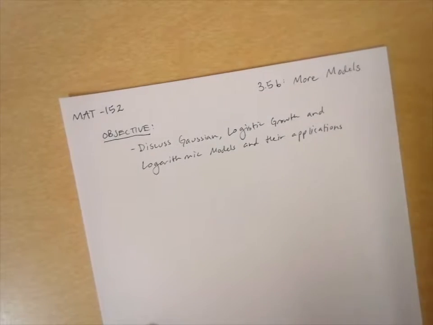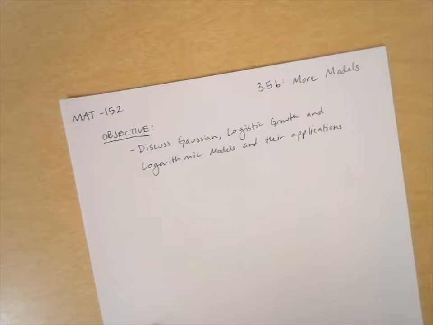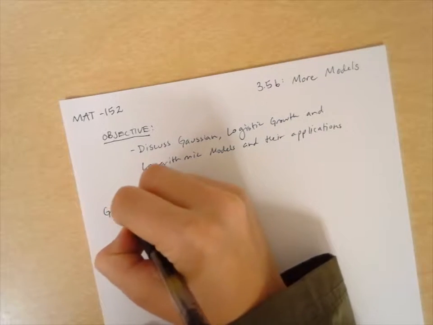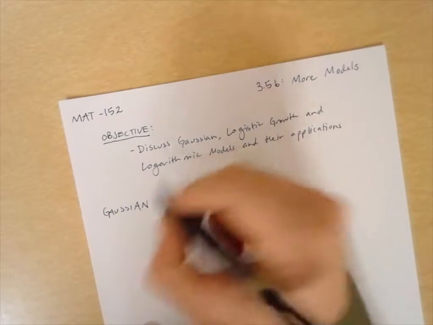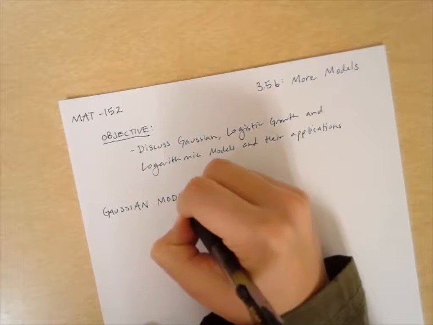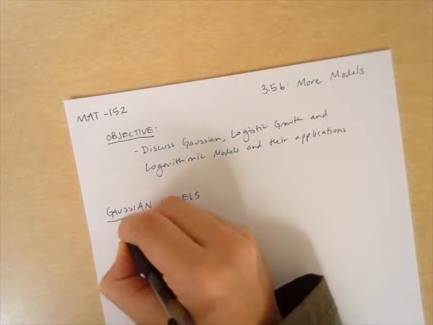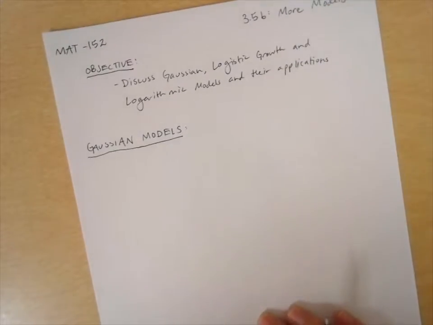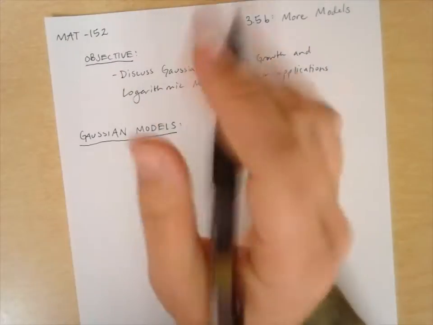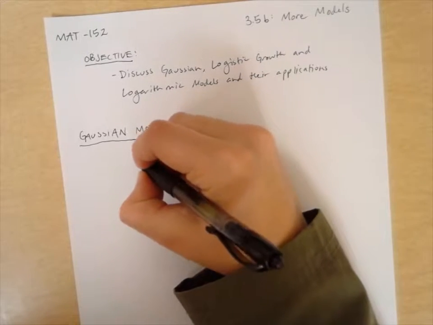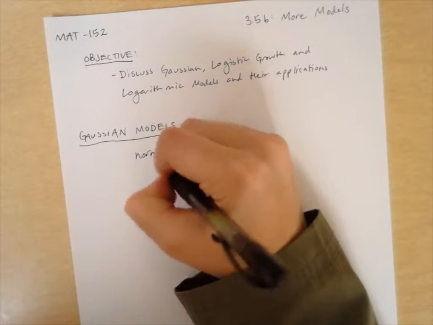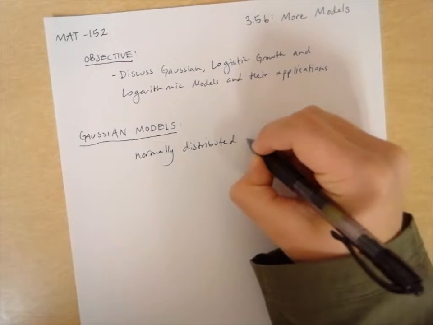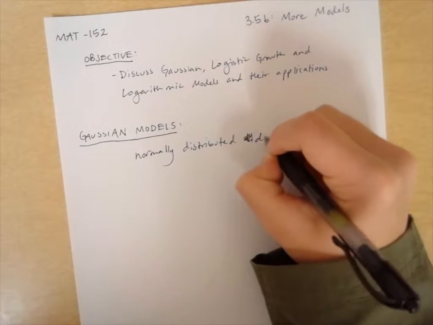The first one we're going to start with is Gaussian, and Gaussian is spelled like this: G-A-U-S-S-I-A-N. And Gaussian is good for normally distributed data. Normally distributed data. D-A-T-A.